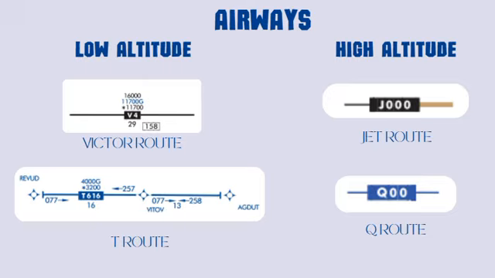Then we have RNAV routes that allow aircraft to navigate between any two points without relying solely on ground-based navigation aids. There are two types, T routes and Q routes. T routes are low altitude RNAV routes identified by a T followed by a route number, and they are depicted in blue on IFR en route low altitude charts. Q routes are high altitude RNAV routes identified by a Q followed by a route number, and they are depicted in blue on IFR en route high altitude charts. These routes utilize GPS or other RNAV capable systems and offer greater flexibility in flight planning and can reduce congestion on traditional airways.